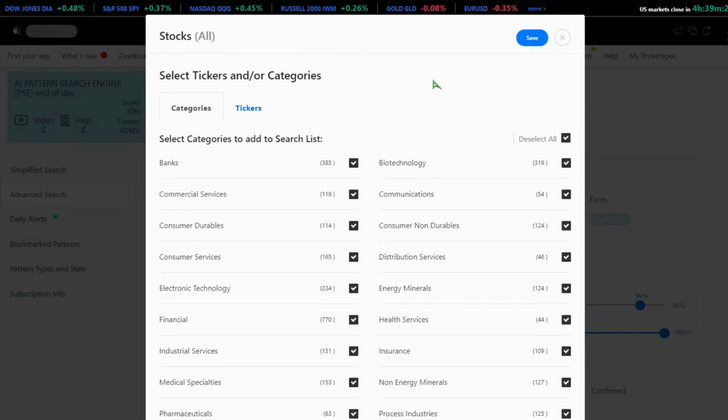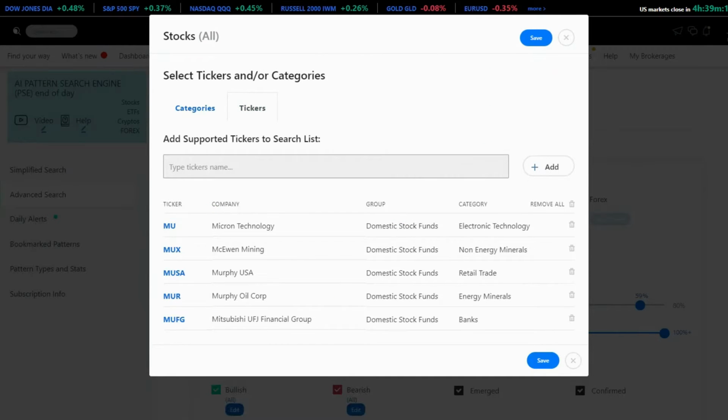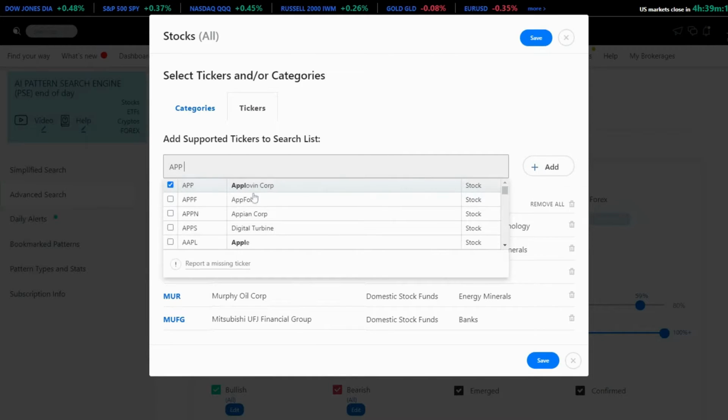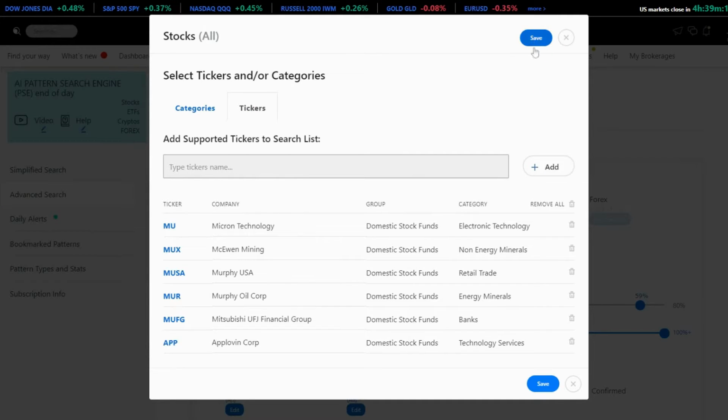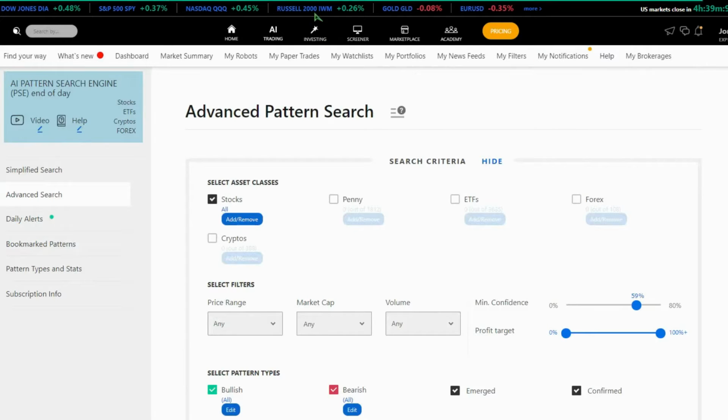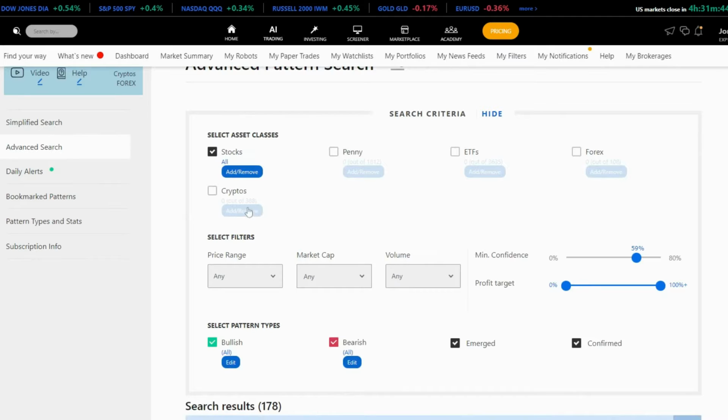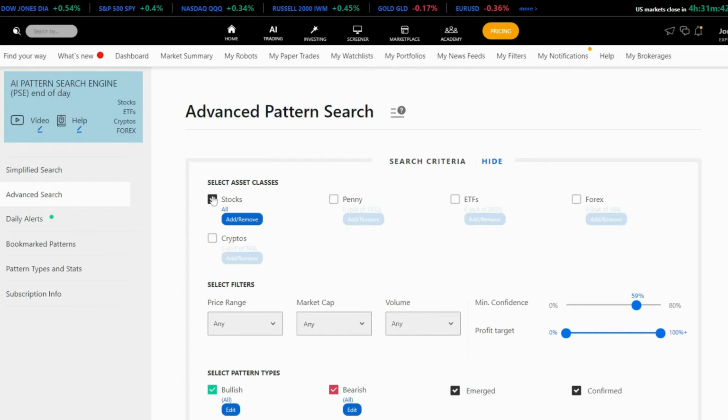If you have a personalized list of stocks, you can save it and search for patterns exclusively within that list. Just click Save. Now, let's talk about some additional features that will refine your search even further. Here you can choose to search only in penny stocks or exclude them if you prefer. Want to explore ETFs, Forex, or cryptos? Simply tick the appropriate boxes.